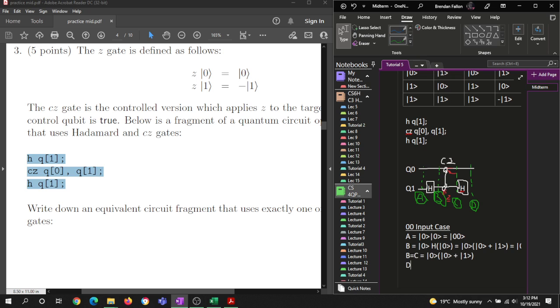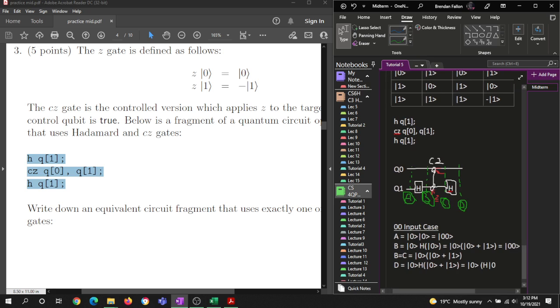Then at D, we apply another Hadamard gate to the second bit. We should know that's the identity function, but just to be clear, we'll work it out anyway. So 0 plus 1, and Hadamard. The way Hadamard works is it distributes, so we apply H to 0 and H to 1, and then work out the math. Sorry, it's weird when I type it out, but hopefully it makes sense. We're going to do H of 0 plus H of 1.